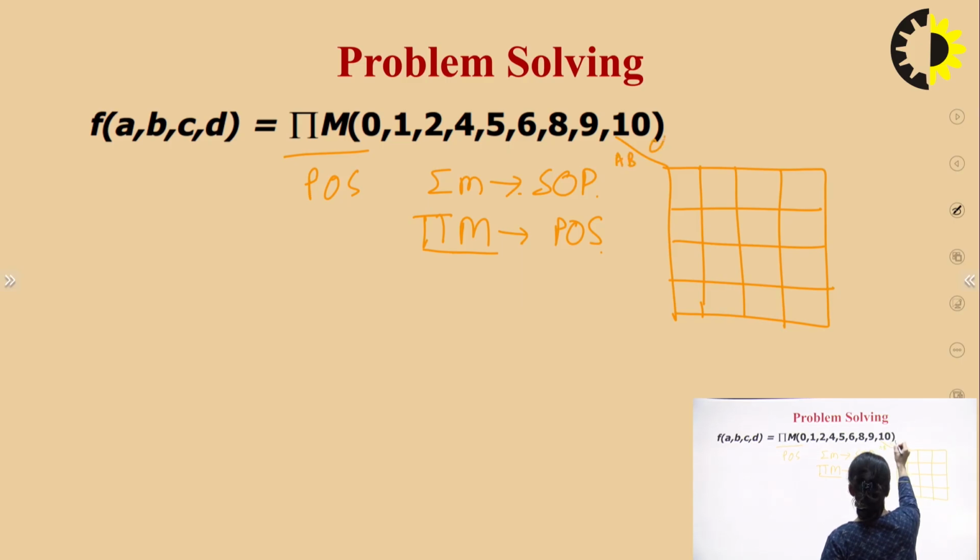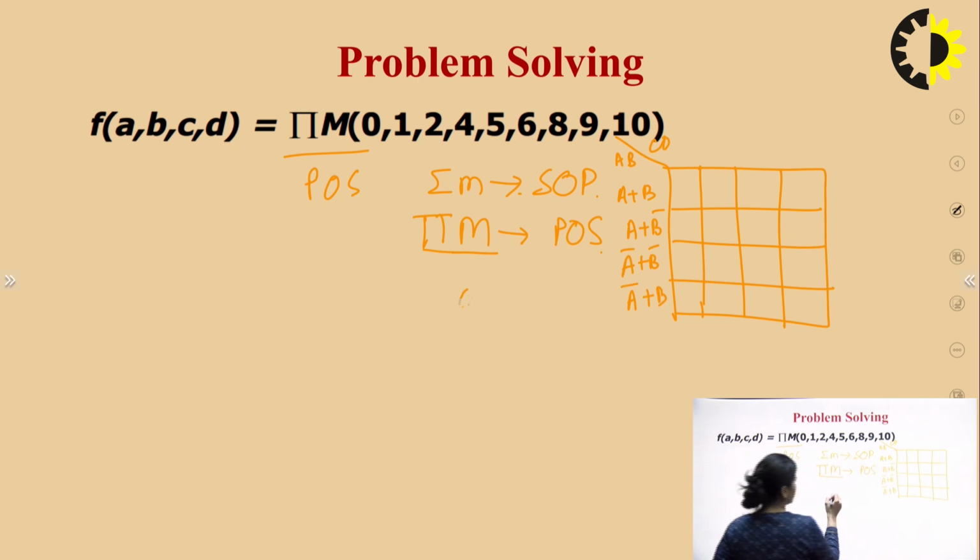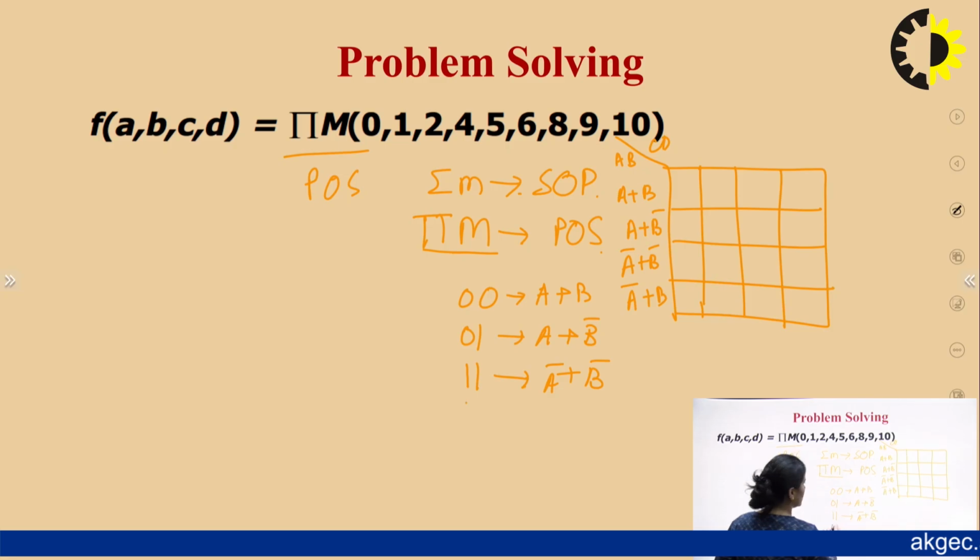So this column is for AB, this is for CD. Again you will write A plus B, A plus B bar, A bar plus B bar, A bar plus B. So what is the difference? Here 0 0 is indicating no bar. So here 0 0 is indicating A plus B, 0 1 is indicating A plus B bar. That is the opposite. The process is opposite to that of the previous examples. So again 1 1 is indicating A bar plus B bar, and 1 0 is indicating A bar plus B.